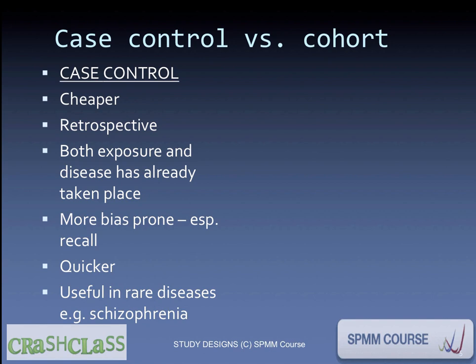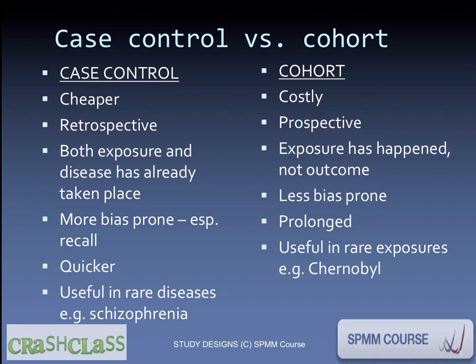Okay, now let's see what are the differences between case control and cohort studies. A case control study is cheaper to do. It's almost always retrospective. Both exposure and disease have already taken place. And it's more prone to recall bias, even though it's quicker to complete. But a cohort study is quite costly because you need to factor in the amount of time that you have to follow up people, and in most cases, it's prospective. But remember, you can also do a retrospective cohort study. Whenever we just say cohort study, we mean a prospective cohort, but retrospective cohort is also feasible.